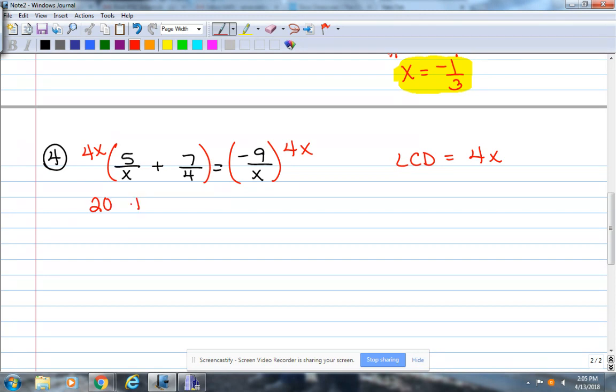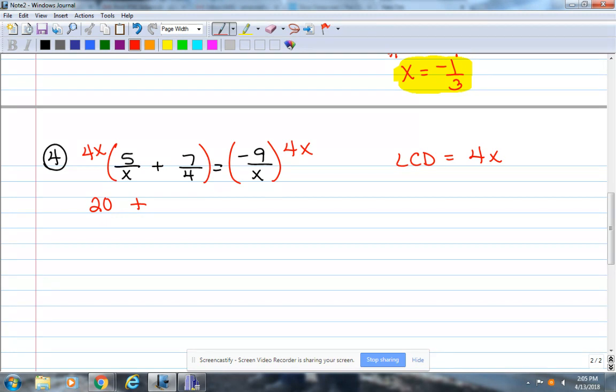Copy your plus. Now look at your second fraction. It already has the 4. So it needs the what? The x. It's got the 4, so you need the x. So what is 7 times x?